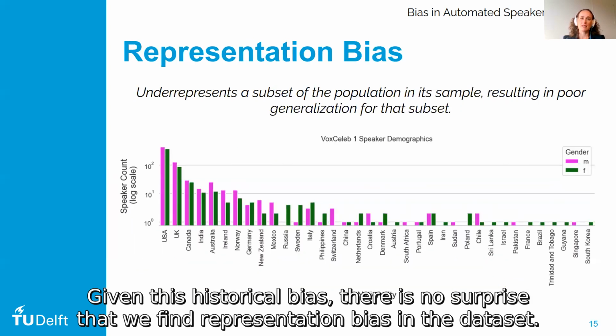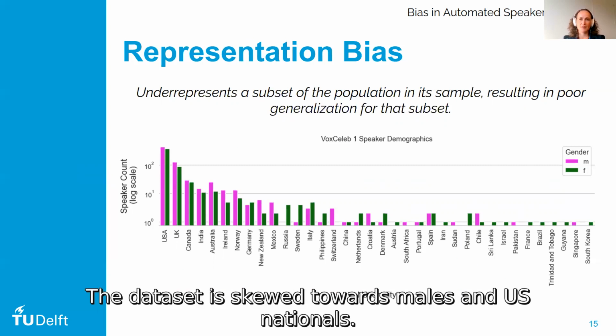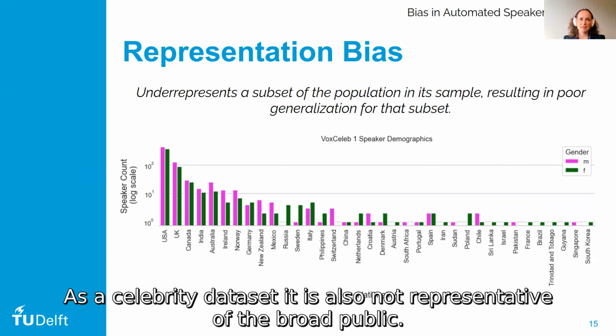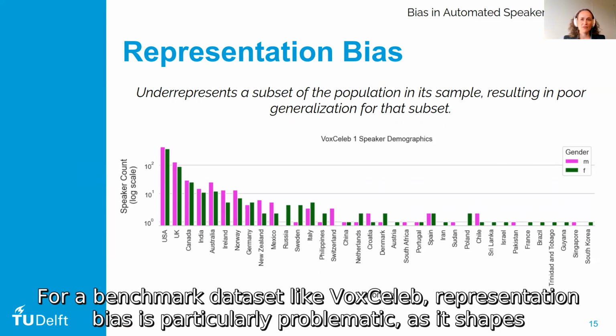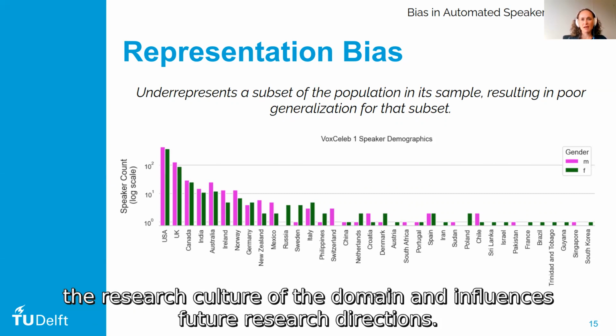Given this historical bias, there is no surprise that we find representation bias in the dataset. The dataset is skewed towards males and US nationals. As a celebrity dataset, it is also not representative of the broad public. It is likely that VoxLab1 contains representation bias that affects many other sensitive speaker attributes than the ones we have evaluated. For a benchmark dataset like VoxLab, representation bias is particularly problematic, as it shapes the research culture of the domain and influences future research directions.